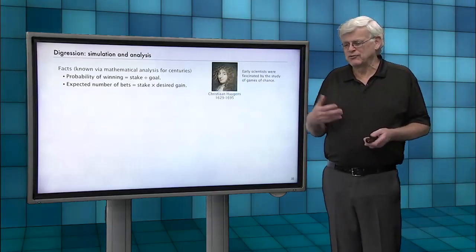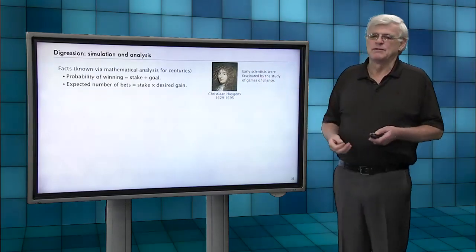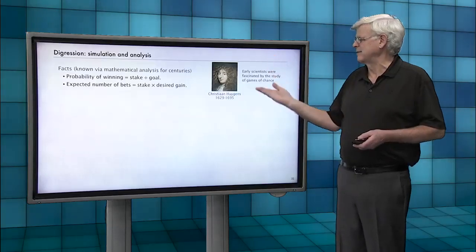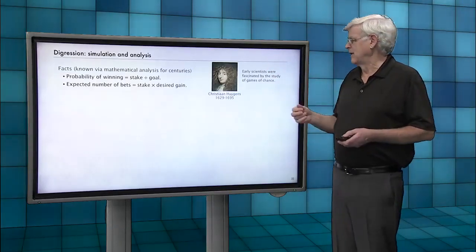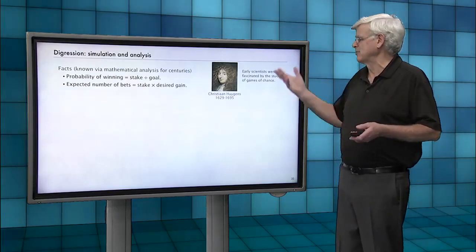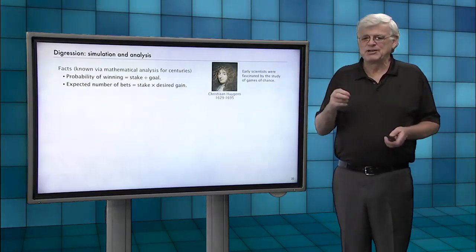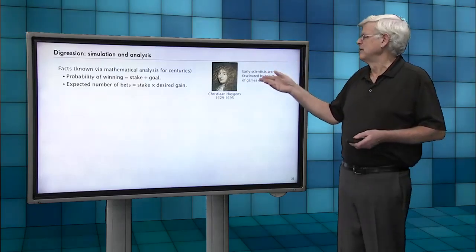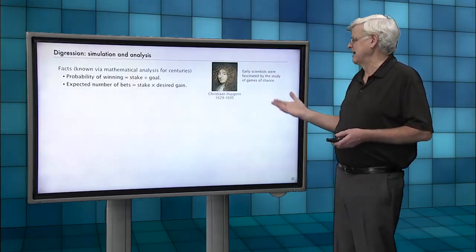Now, actually, this particular problem, it's been known for centuries, back to the 17th century, that you can do mathematical analysis to prove that the probability that you're going to win is the stake divided by the goal. In our case, with a stake of 5 and a goal of 25, that's a 1 in 5 chance of winning, or 20%. And the expected number of bets that you're going to have to make to either win or lose is going to be stake times the desired gain.